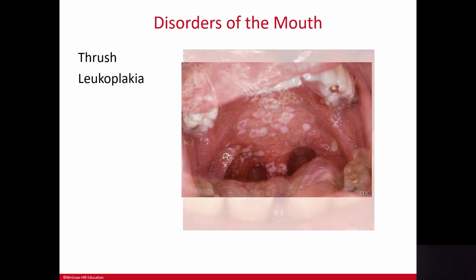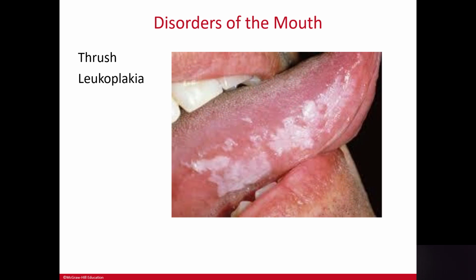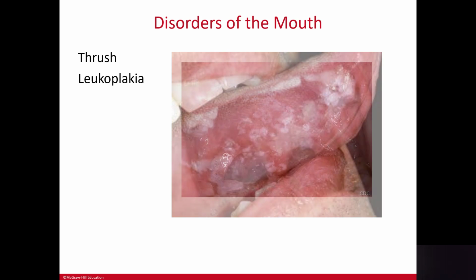Leukoplakia is a white plaque that can be seen anywhere in the mouth. It's common in the elderly. It's often associated with smoking or chewing tobacco. It is benign, however, about 3% of it can turn into oral cancer. And again, it's usually seen in patients who are immunocompromised, such as those with HIV or other immune system disorders.